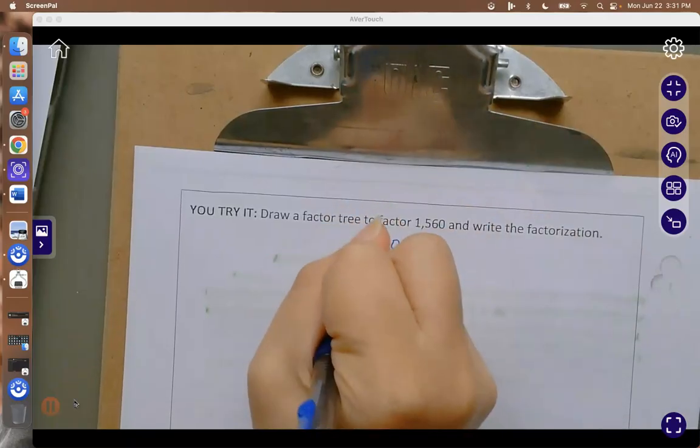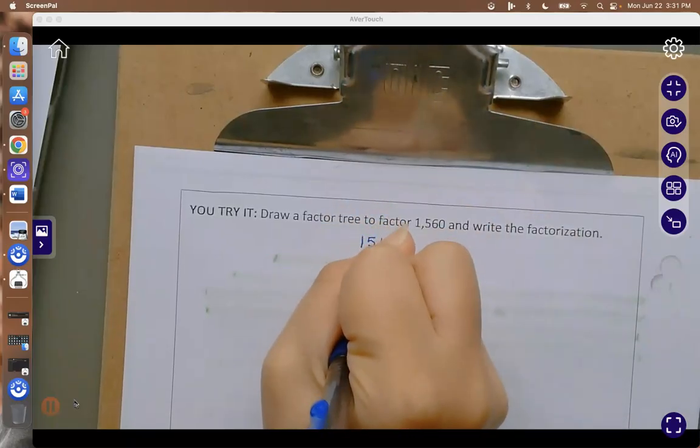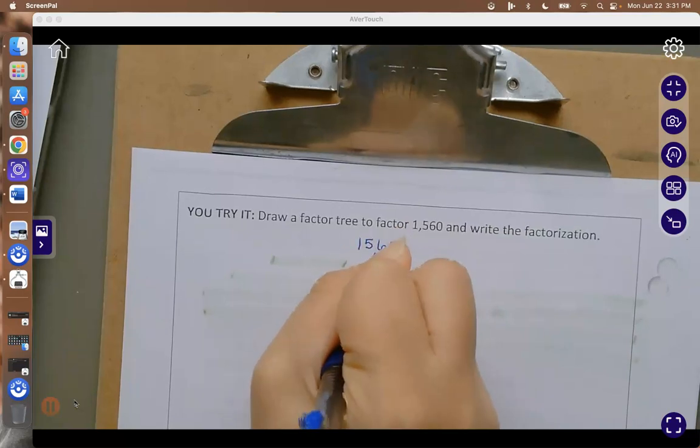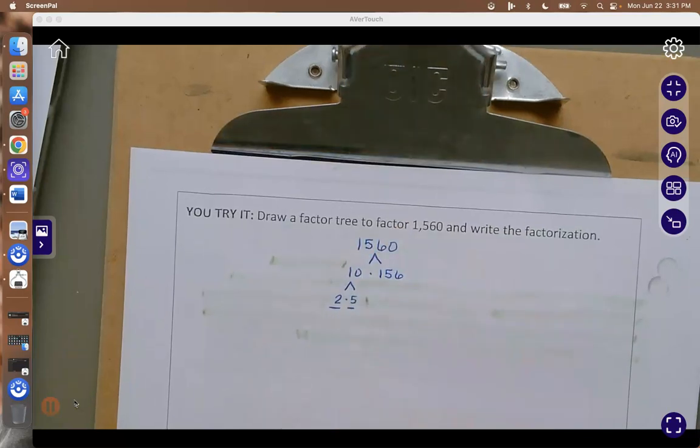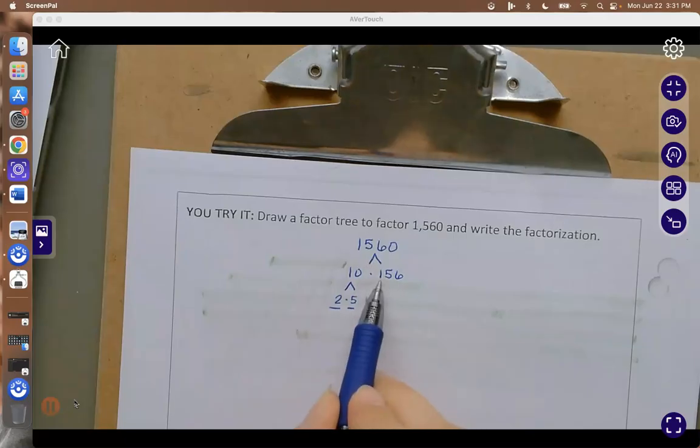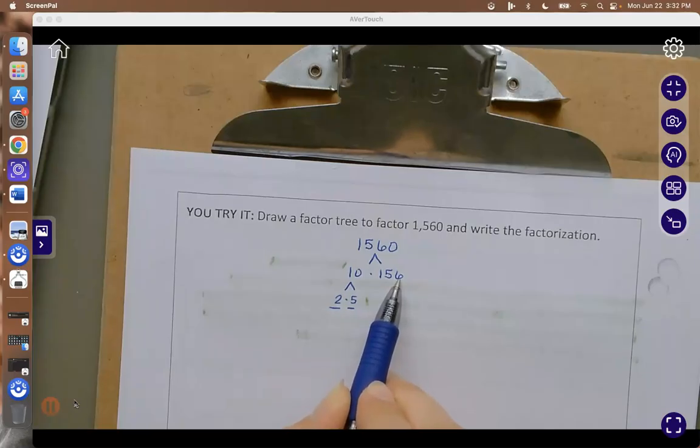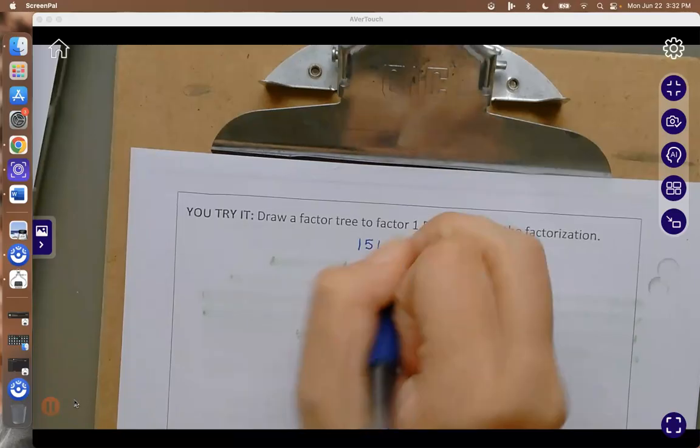And 10 breaks down into 2 times 5. Both of those are prime, so we can stop there. Okay, then let's add up these digits. 1 plus 5 is 6. 6 and 6 is 12. So 3 will work, but 9 won't. It ends in an even number, so 3 and 2 work, so that means 6 will work.